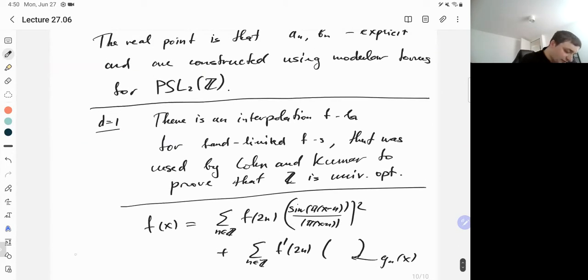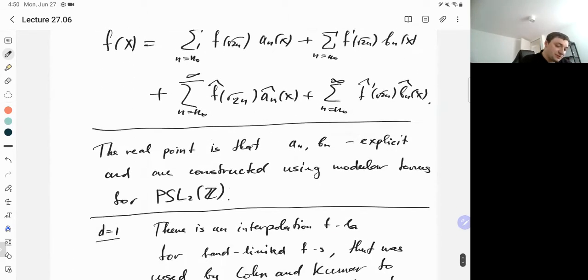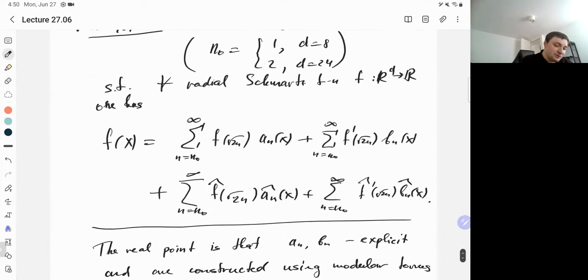And so for f hat supported in the interval from -1 to 1. But maybe someone can actually tell me what it is, so I might be messing up. Maybe it's not even integers, but that's the general idea. And so you use this in a similar way to the way we use this theorem.